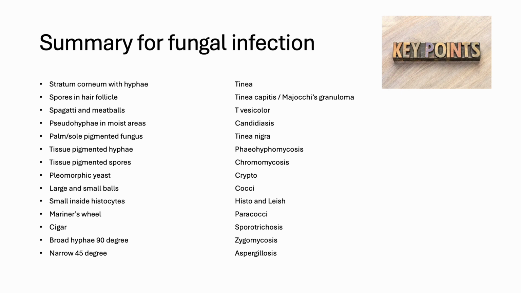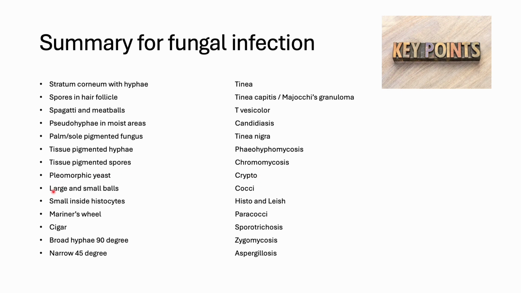When you see spaghetti and meatballs, you should think tinea versicolor. When you see pseudohyphae in a moist area, such as the armpit, under the breast, or the corner of the mouth, you should think candidiasis. If you see pigmented fungus in the palm or sole, you should think tinea nigra. If you see in the deep tissue pigmented hyphae, you should think phaeohyphomycosis. If you see only spots in the deep tissue with pigmented spots, you should think chromo. If you see the yeast are very pleomorphic, varying in size and shape, you should think crypto.